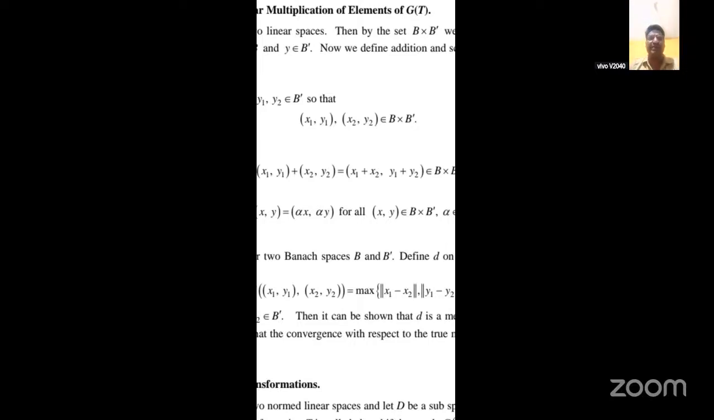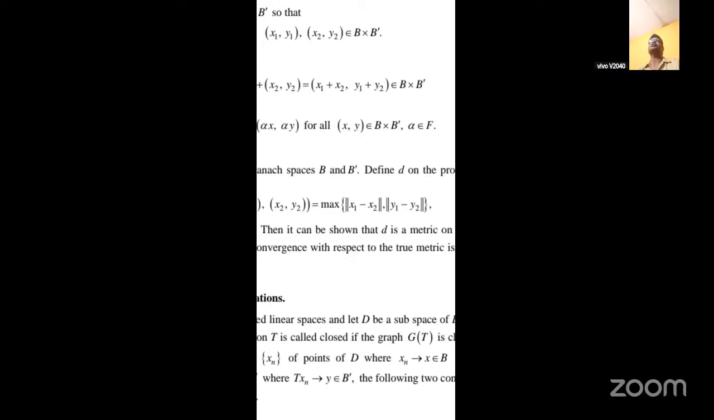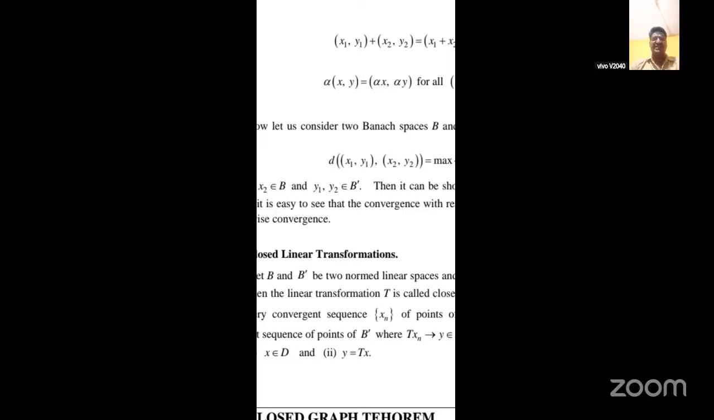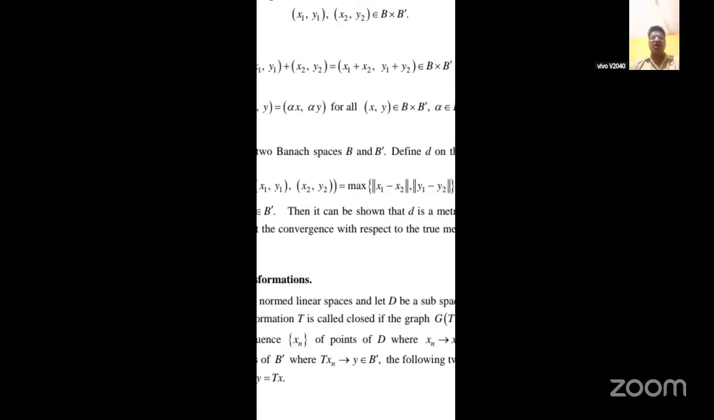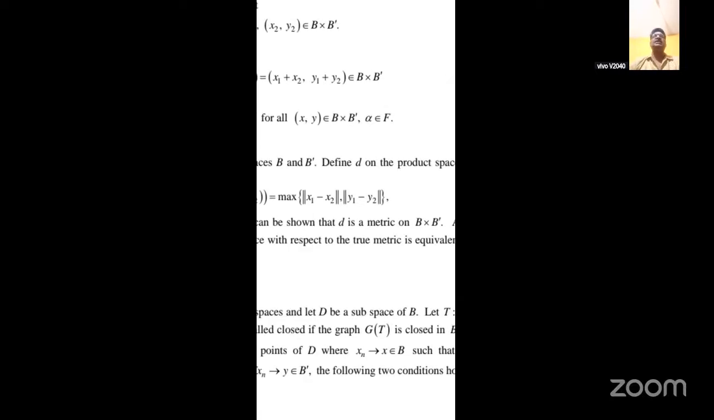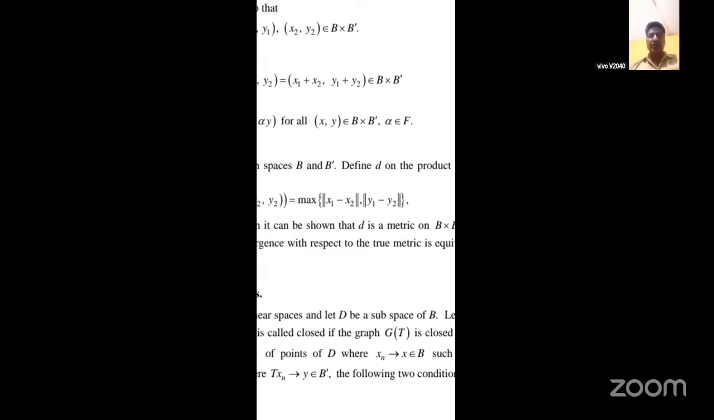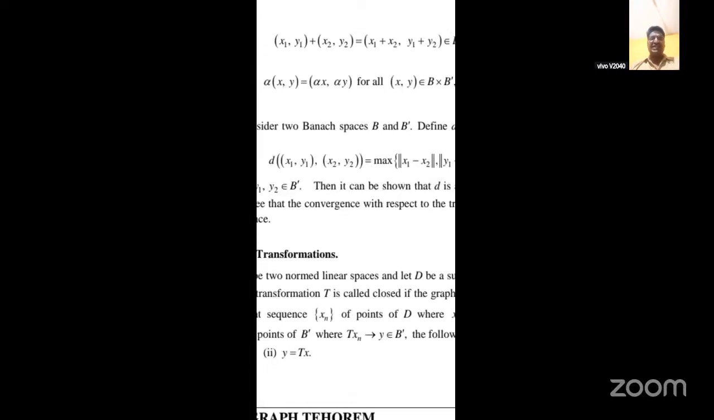Now both elements belong to B cross B dash. The addition of the ordered pairs is (x1, y1) plus (x2, y2), so that is (x1 plus x2, y1 plus y2). That is the ordered pair, and it is also in B cross B dash. Now alpha of (x, y) equals (alpha x, alpha y), here for all x and y in B cross B dash. Here alpha belongs to the field of elements, that is the scalar.